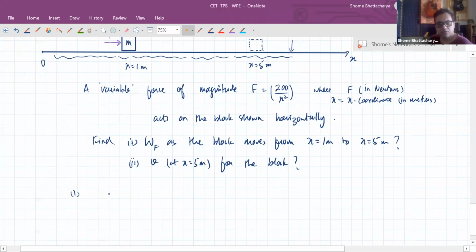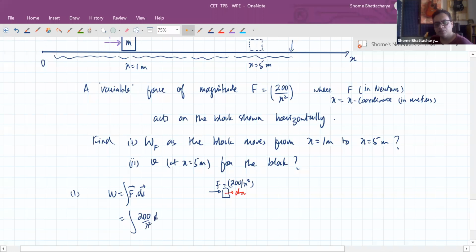So first part, W is equal to the integration of F dot ds. Now see what is happening here. The force is acting along the x-axis. It has a magnitude of 200 by x square, and the small displacement will also be along the x-axis only.